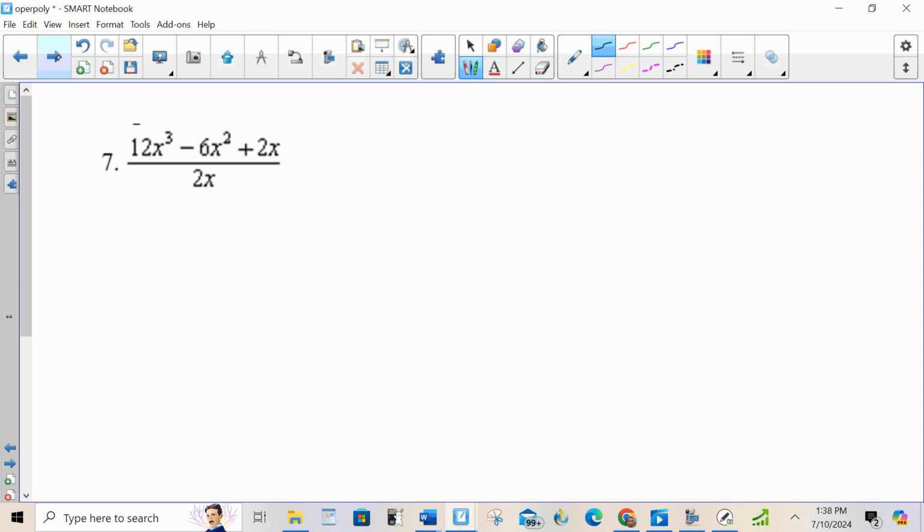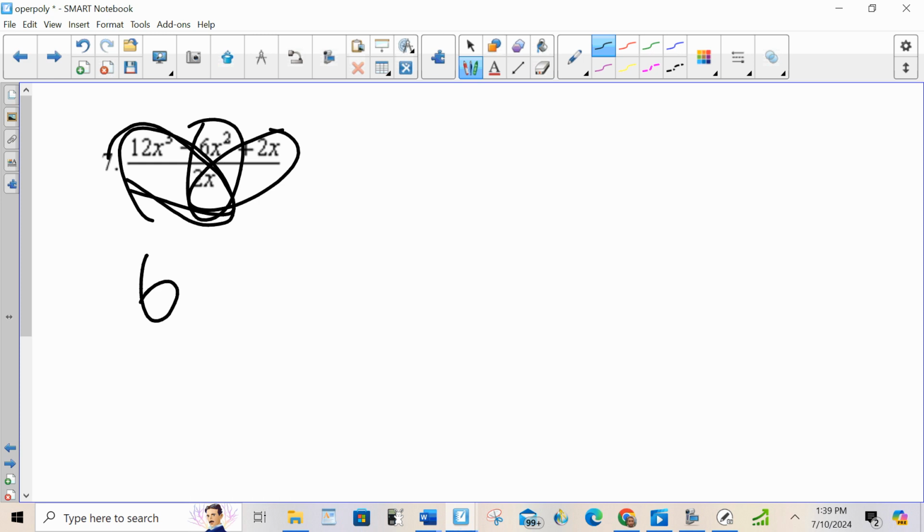So let's jump to division. Whenever I am dividing, I'm dividing everything on top by what's on the bottom. So in the previous lesson, we went over dividing monomials. So I divide the coefficients. 12 divided by 2 is 6. X to the 3 minus 1 is 2.